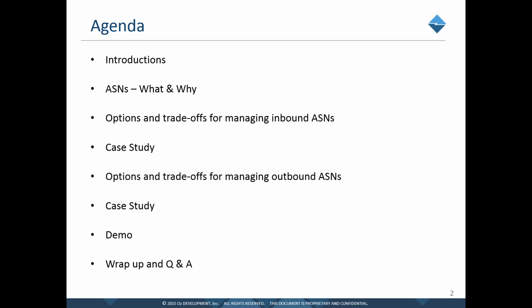We're going to talk about a case study of a particular customer that had this problem. Then we're going to talk also about outbound ASNs. If you may be a supplier and one of your customers is asking you for an ASN, what are some of the options you have to help generate that ASN? And really, what are some pros and cons of a couple of those different options that are available to you?